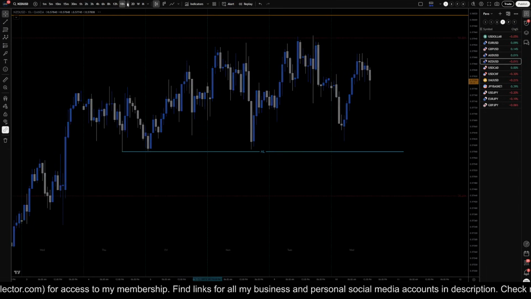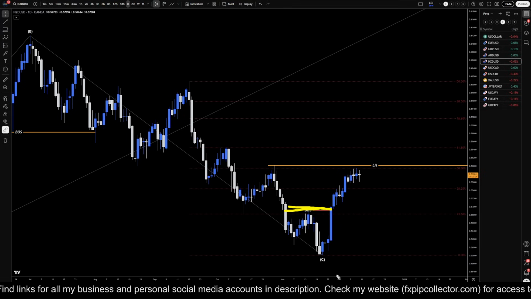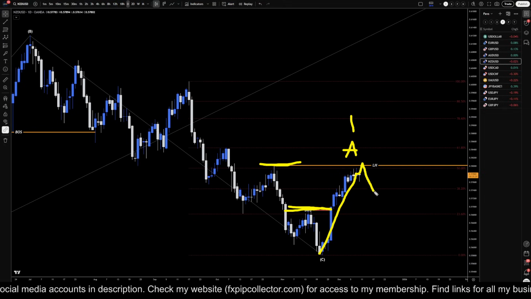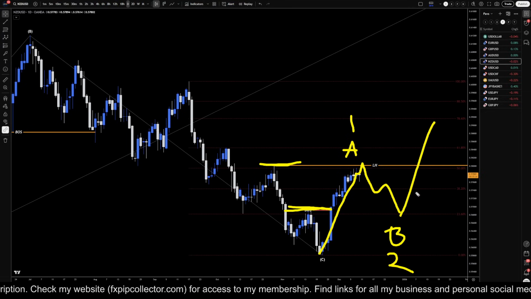And moving on to the Kiwi dollar. Kiwi dollar is very similar to the Aussie dollar, which is why I usually just barely cover it. We have a break of structure up. I would expect this first move up to be either an A or 1, which possibly could take out this high before it actually turns down and makes a wave B or a wave 2. And then I would expect to see another push up for a wave 3 or a wave C, depending on what it is.